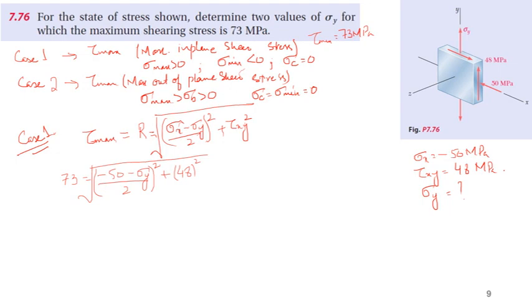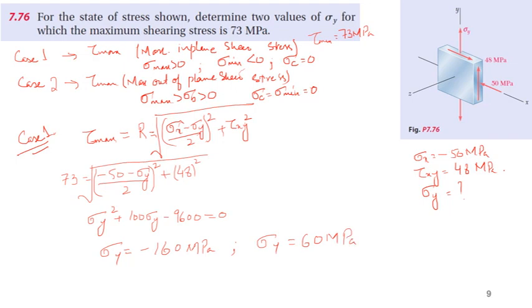So when we take a square on both sides and expand it, we come up with this equation: sigma y square plus 100 times sigma y minus 9600 is equal to 0. Now this equation will have two roots, and if we solve it, for sigma y we have two values. The first is minus 160 megapascal, and the other value is 60 megapascal.